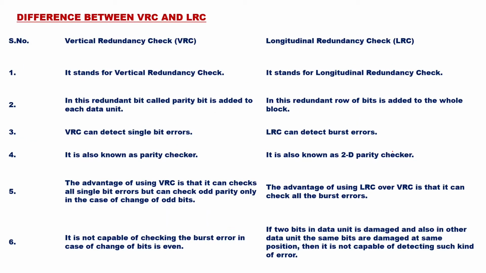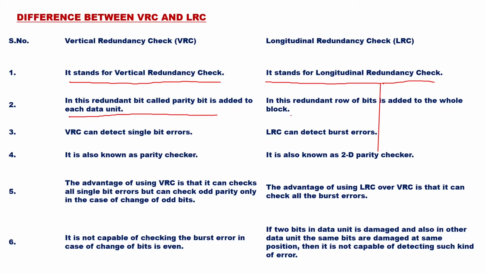Okay. Then we can also see the difference between VRC and LRC. We can have some points which give the difference between the VRC method and the LRC method. Here the first column shows the VRC method and the second column shows the LRC method. In the VRC method, the first thing is that VRC stands for vertical redundancy check. Similarly, the first point for LRC: it stands for longitudinal redundancy check. The second point: in VRC, a redundant parity bit is added to each data unit, whereas in LRC, a redundant row of bits is added to the whole block. So here you can see that the row is added to the whole block.